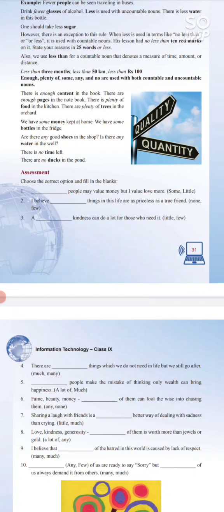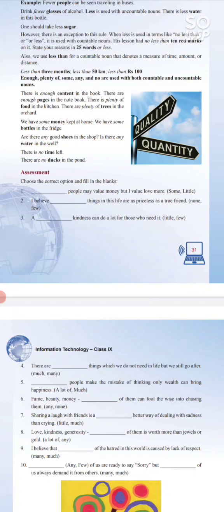Enough, plenty of, some, any, and no are used with both countable and uncountable nouns. So these are the words which can be used with both kinds of nouns. What are they? Enough, plenty of, some, any, and no. Let's read. There is enough content in the book. There are enough pages in the notebook. There is plenty of food in the kitchen.